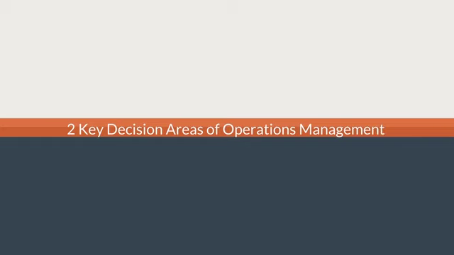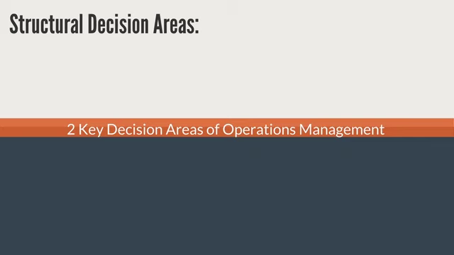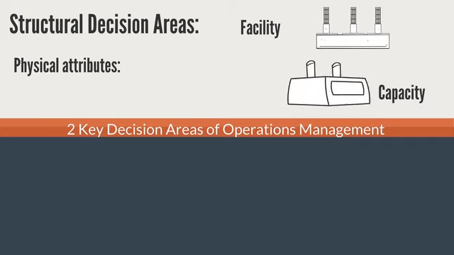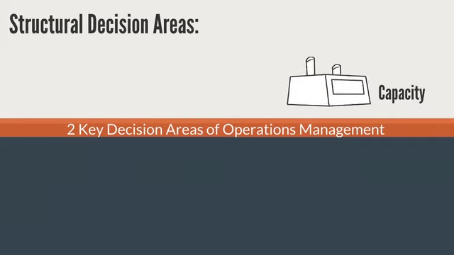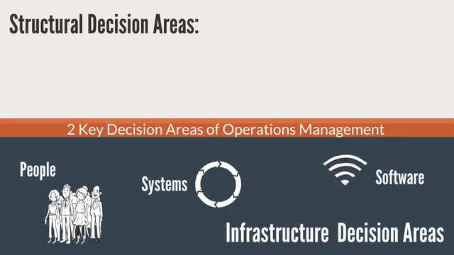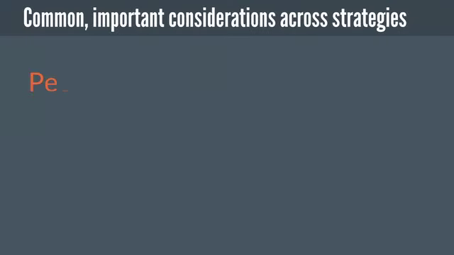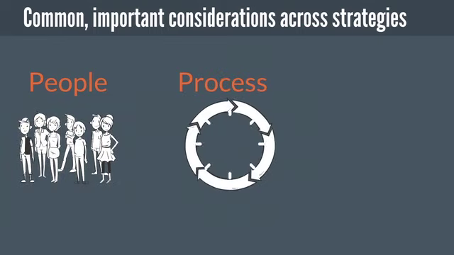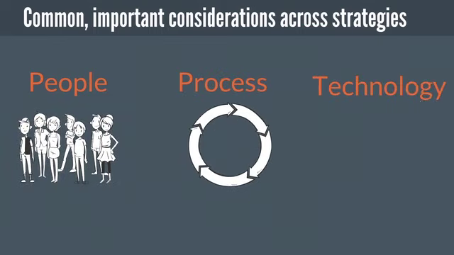2 key decision areas of operations management that need to be considered are structural decision areas, meaning the physical attributes of operations like the facility, capacity, and hardware considerations. And the infrastructure decision areas focus on people, systems, software, and so forth. Common, important considerations across all of the different types of strategy, however, are people, process, and technology.